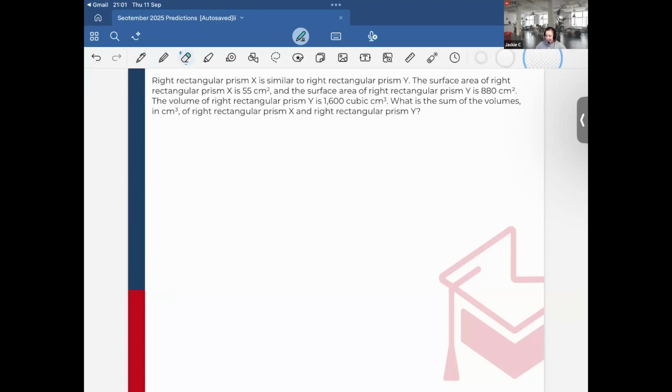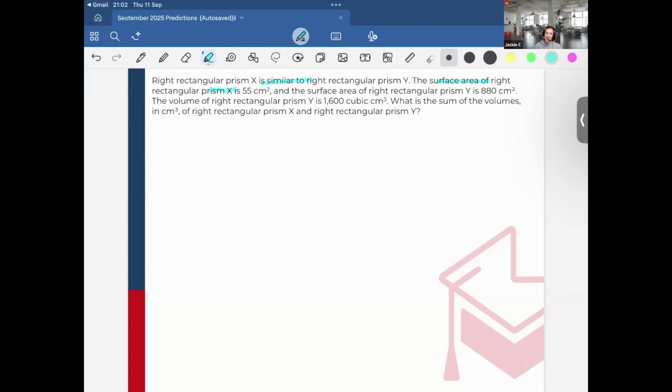Okay, so amazing. So let's tie it back to this problem. So this says right rectangular prism X is similar to right rectangular prism Y. The surface area of right rectangular prism X is 55 centimeters squared. The surface area of right rectangular prism Y is 880 centimeters squared. The volume of the right rectangular prism Y is 1600 cubic centimeters. What is the sum of the volumes in cubic centimeters of the right rectangular prism X and right rectangular prism Y? Okay, so this one we can solve algebraically or we can solve on Desmos.